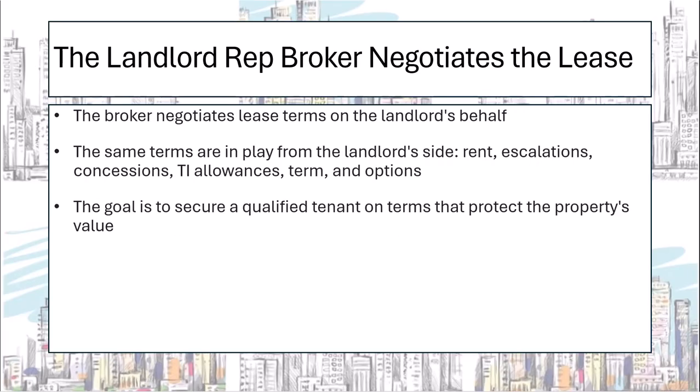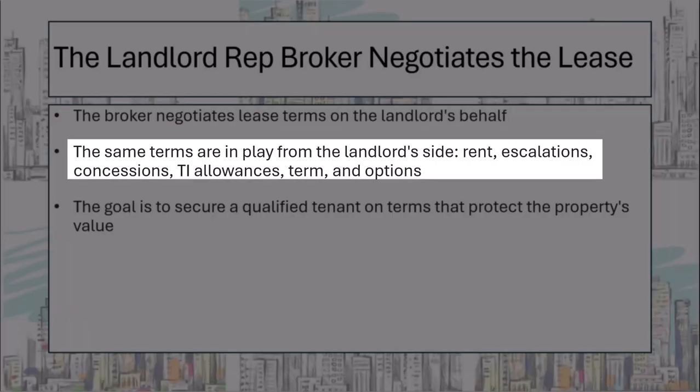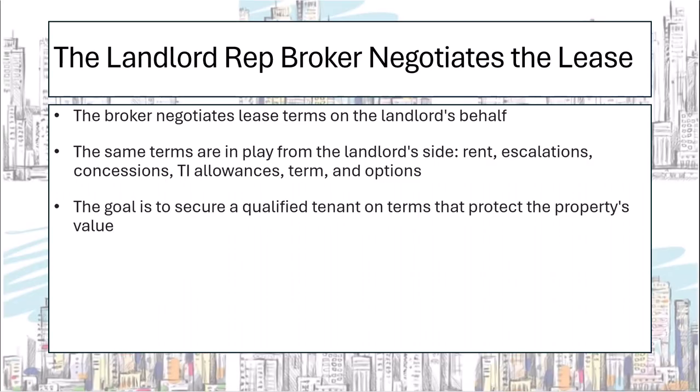Once a qualified tenant expresses interest, the landlord broker begins negotiating on behalf of the owner. Many of the same terms considered by the tenant broker are also important to the landlord: the base rent, rent escalations, concessions, tenant improvement allowances, lease term, renewal rights, and expansion options. The difference is perspective. The tenant broker seeks flexibility and lower operating costs. The landlord broker seeks reliable income, an appropriate return on any improvements that they spend, and terms that preserve the property's value.